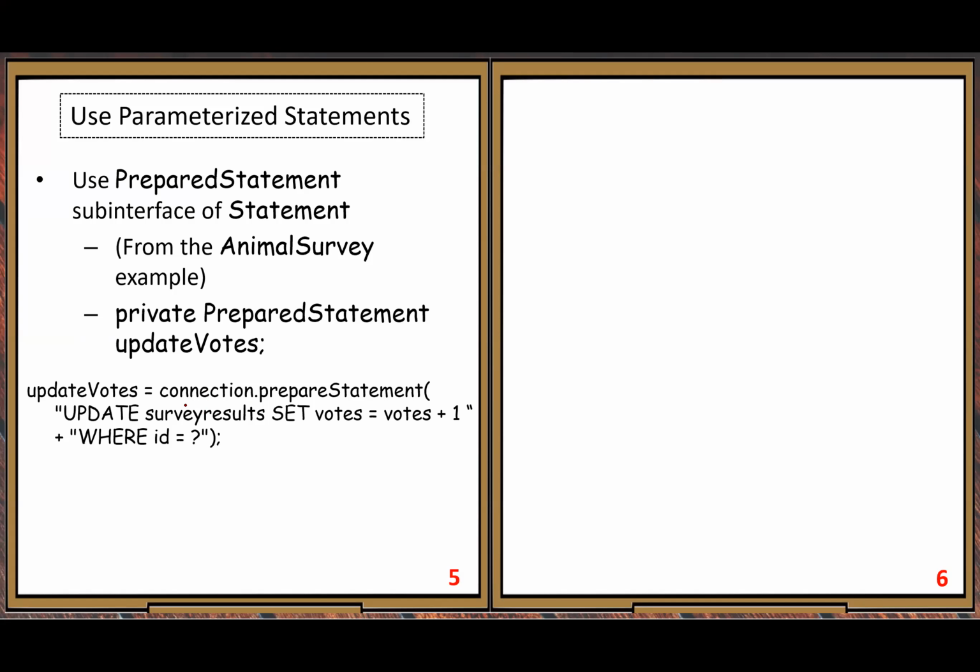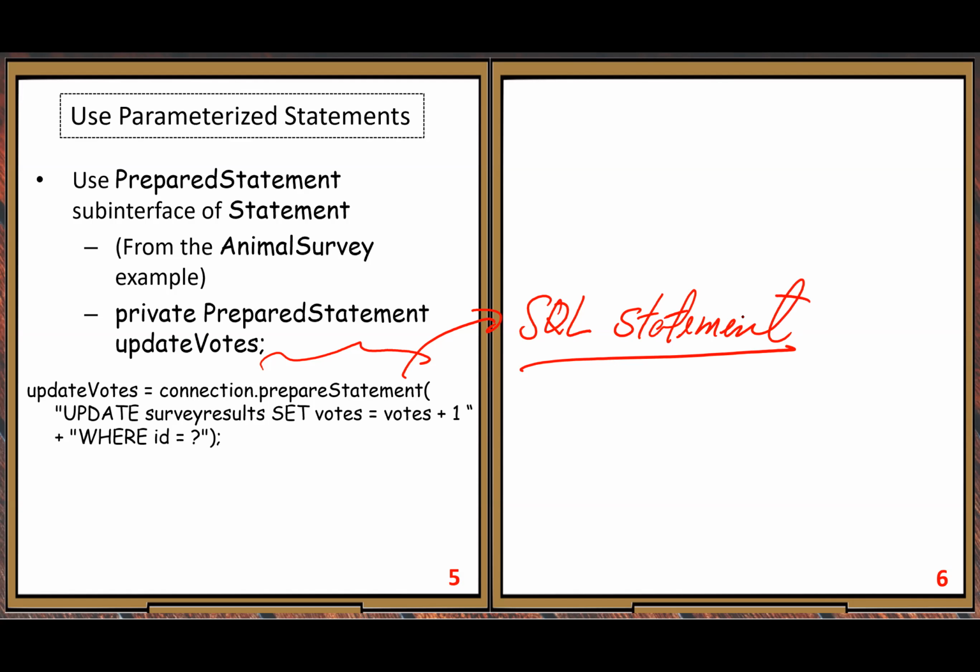updateVotes, connection.prepareStatement method. So we call this method. Then double quotes, a string value. It's a string variable. This whole string variable corresponds to the whole SQL statement. All right, so here, the SQL statement.